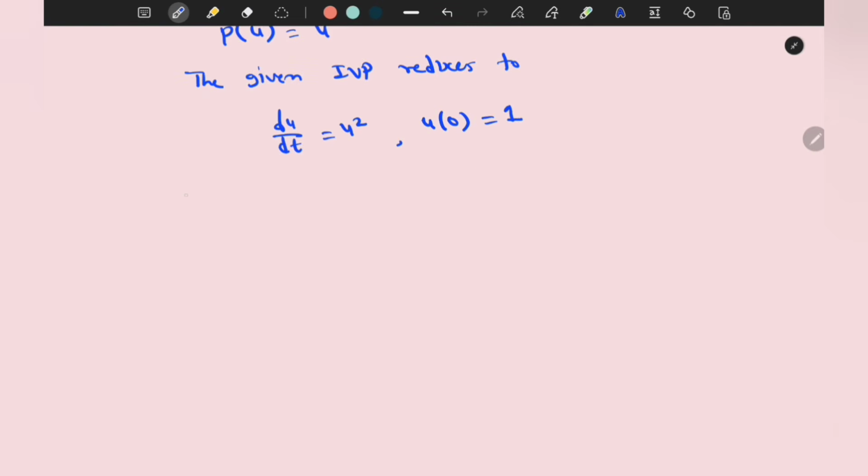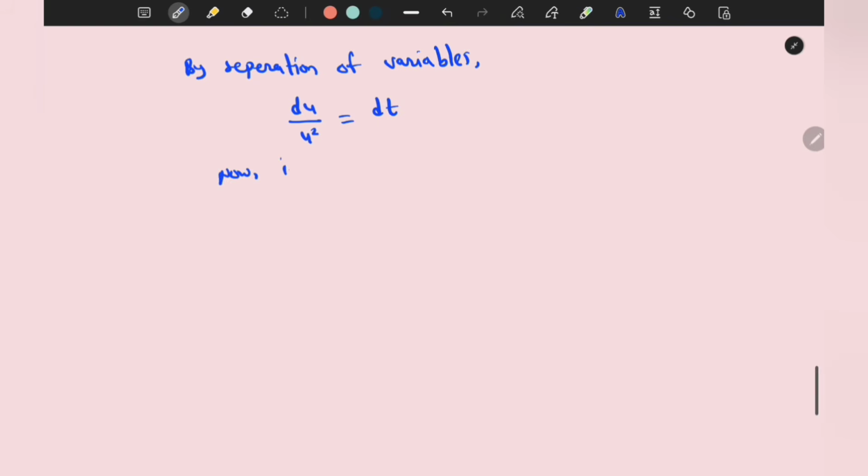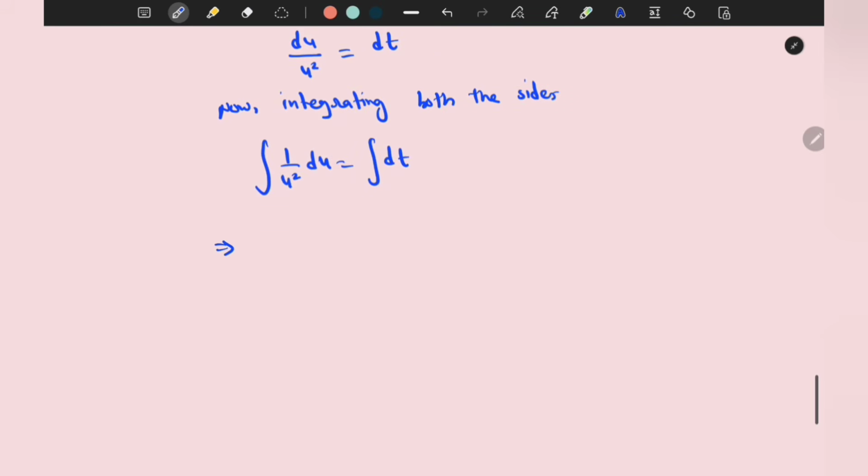Let's solve this problem. By separation of variables, we can separate the variables u and t. We will get du/u square = dt. Now integrating both sides, the integration of 1 upon u square will be minus 1 by u, and integration of dt will be t plus a constant, let's say a.